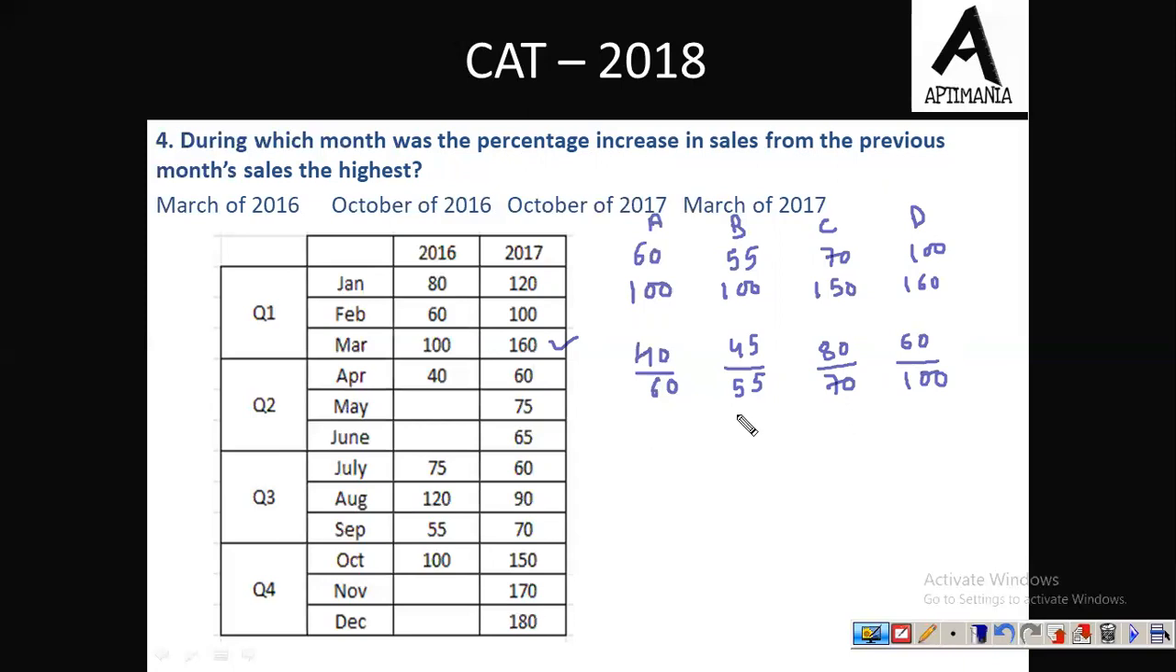Now see, in these three ratios we have numerator which is less than denominator. So these three fractions are less than 1 and this fraction is greater than 1. So this is the highest. So we can simply say that option C is the correct one, October of 2017. Okay, I hope this set आपको clear होगा.